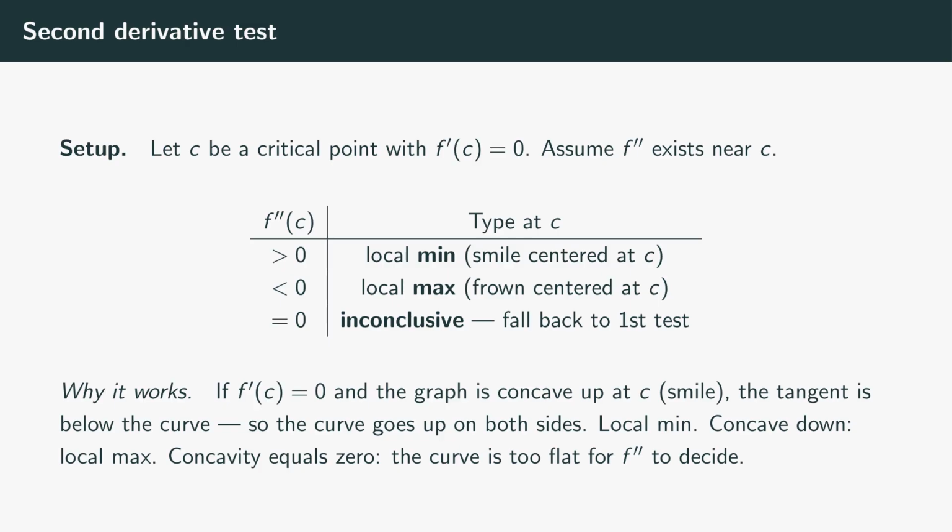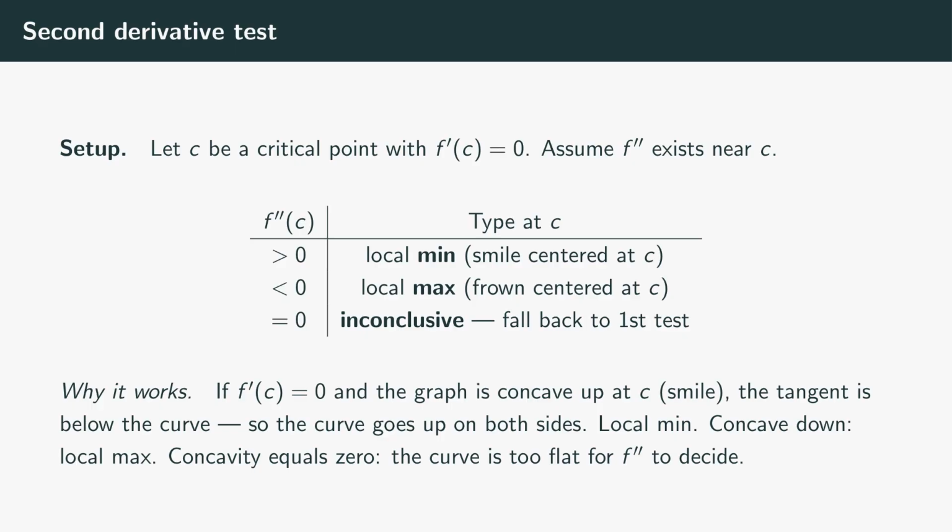The second derivative test. Suppose c is a critical point of f, with f prime of c equals 0, so the tangent line at c is horizontal. Now look at f double prime at c. Three cases. Case 1, f double prime of c is positive. The graph is concave up near c. A horizontal tangent in a smile means the curve goes up on both sides of c, so c is a local minimum. Case 2, f double prime of c is negative. The graph is concave down. A horizontal tangent in a frown means the curve goes down on both sides, local maximum.